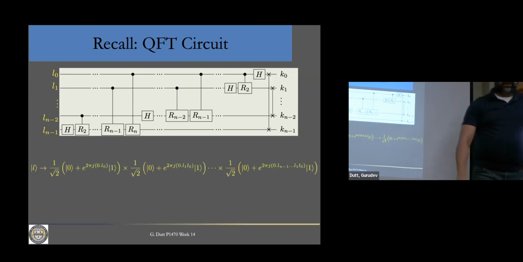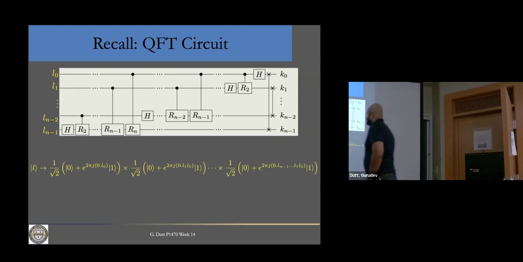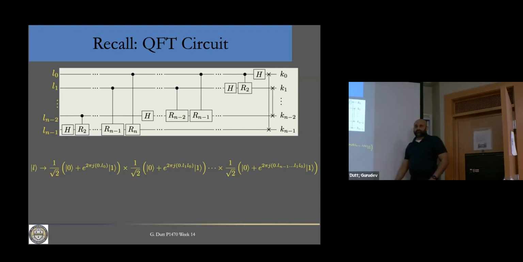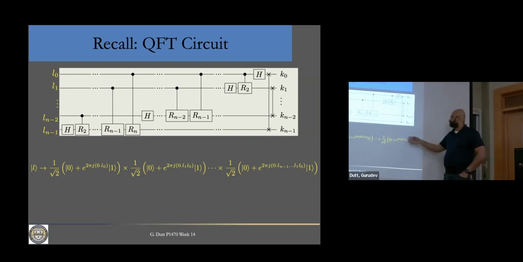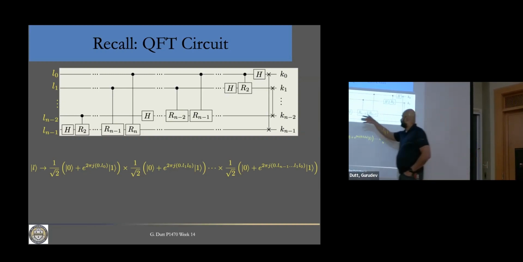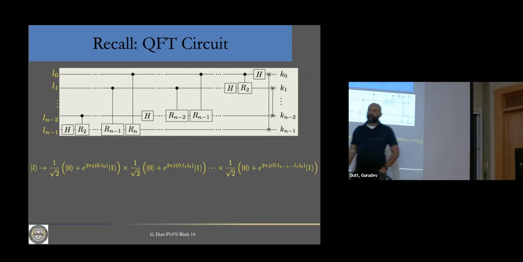Okay. And another way to represent that is that any basis state L transforms into this superposition over here. Okay. This is a product state, so it's not an entangled state, but it's a product state of many different superpositions, each of which is dependent on the input bits over here.